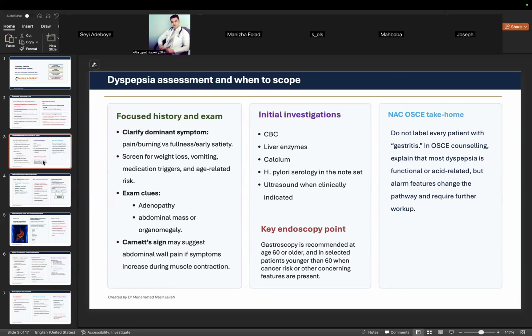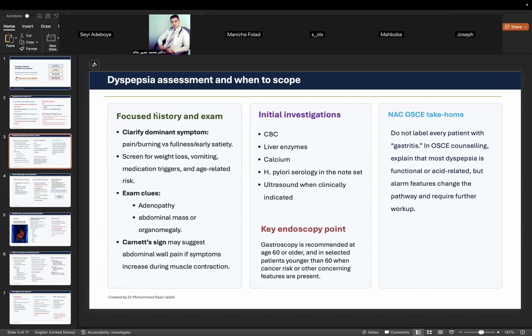Or you might get a question as a post-encounter question. For example, do you order endoscopy for your patient? So now, if you think that yes, you have to do it as part of your investigation, you need to justify it. Yes, I would like to order endoscopy because my patient had some alarming symptoms, and this was this. So you need to justify the investigation that you are ordering for your patient.